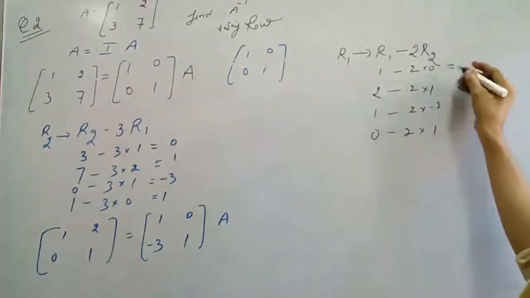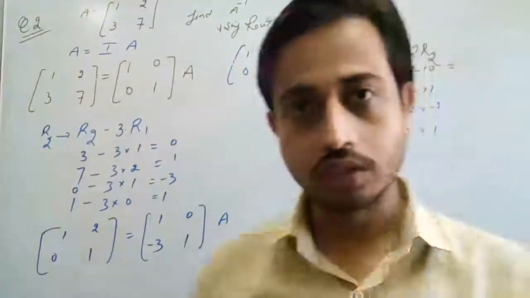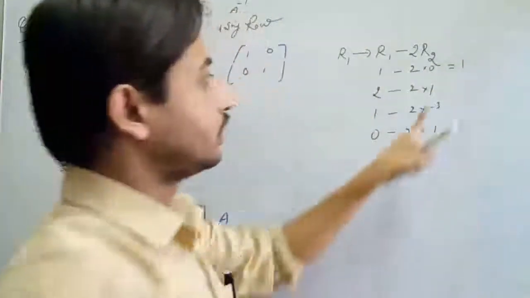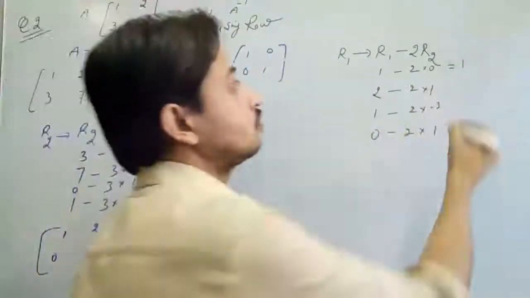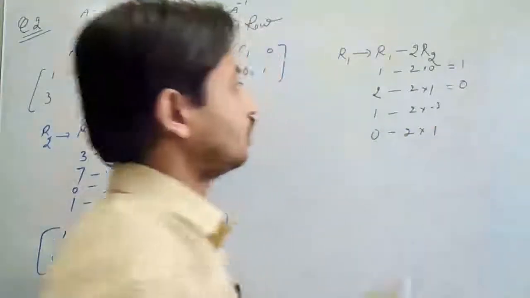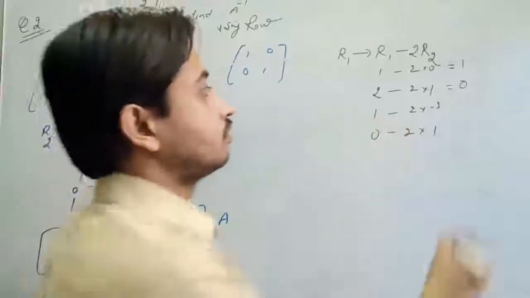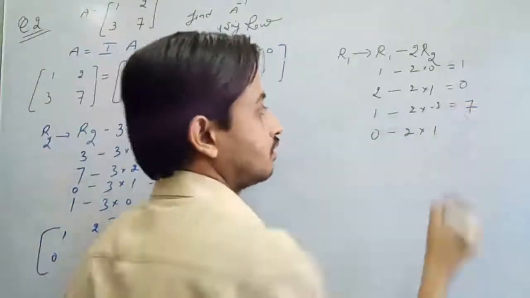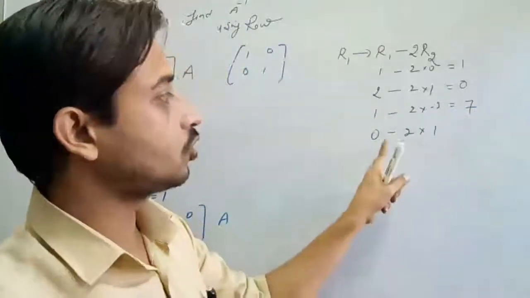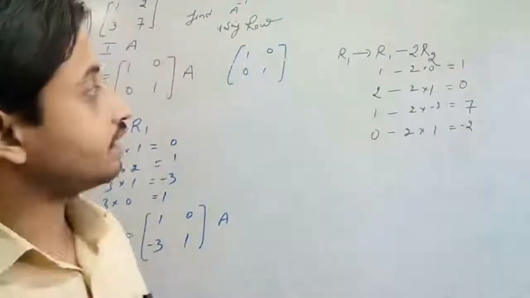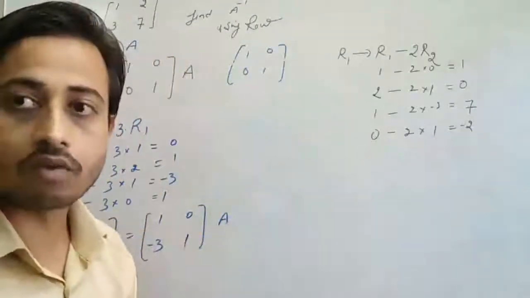Now solve it. 2 into 0, 0. So 1 minus 0, 1. 2 into 1, 2. 2 minus 2, 0. 2 into minus 3, minus 6. And 1 minus minus 6, we get 7. 2 into 1, 2. 0 minus 2, minus 2. It means we get our new row R1.